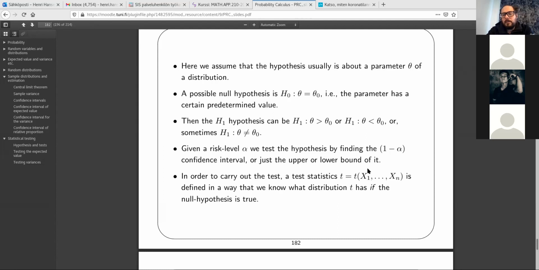And depending on which way we formulate the alternative hypothesis, we could just find the upper or lower bound of the confidence interval. So basically, this is what we do. We calculate the confidence interval to carry out the test. And then we check whether the hypothesized expected value or the hypothesized variance, or whatever the hypothesized parameter is, falls inside that confidence interval. If it does, then the null hypothesis is assumed to be true. And if it doesn't, then we reject the null hypothesis. Simple as that.